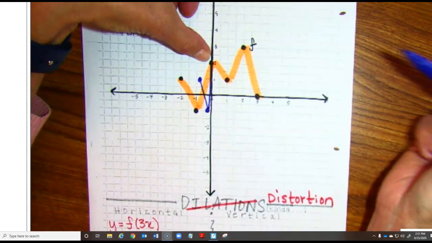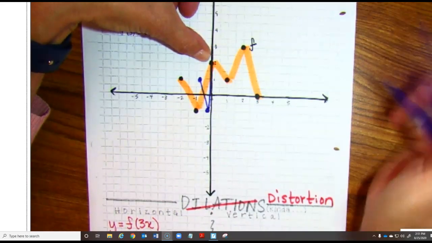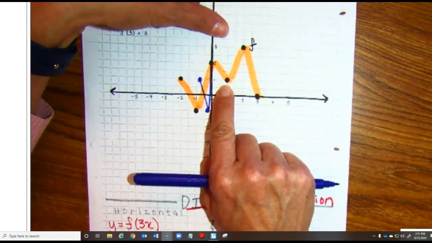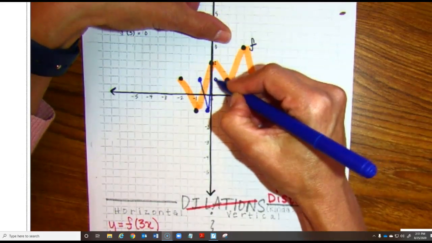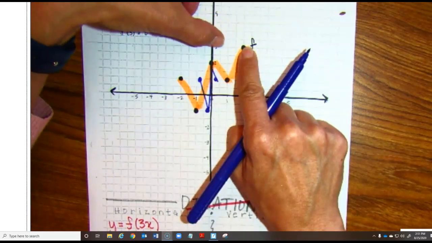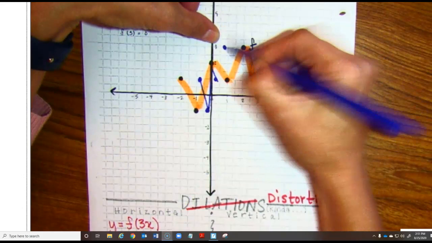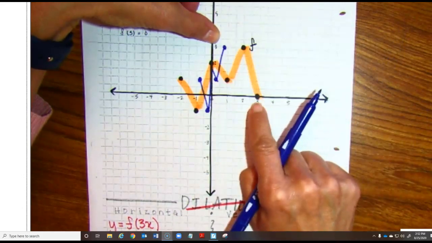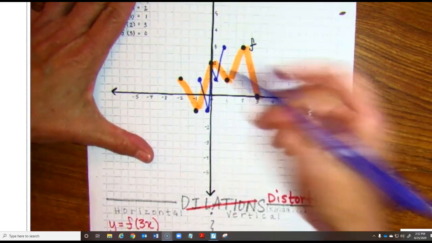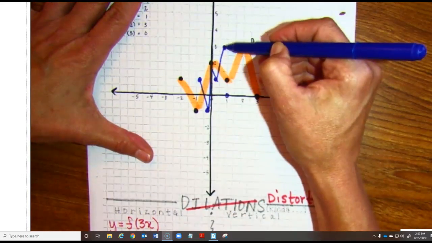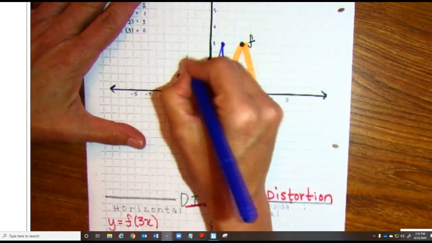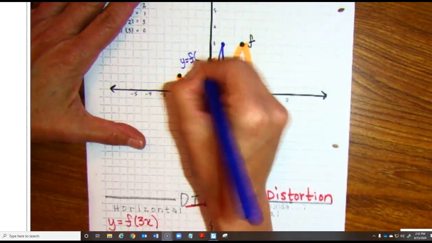My graph's getting pretty skinny here, so it is definitely a compression. This is a +1. +1 times a factor of 1/3 is going to be +1/3. This is going to be 2/3. So this is not stuck on the y-axis. This is the x-coordinate of 3. 3 times 1/3 is a positive 1. So that is going to be y equals f of 3x.